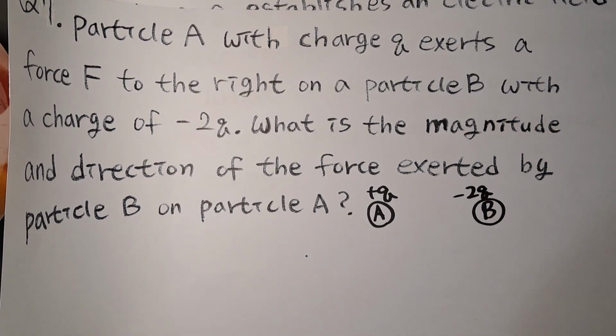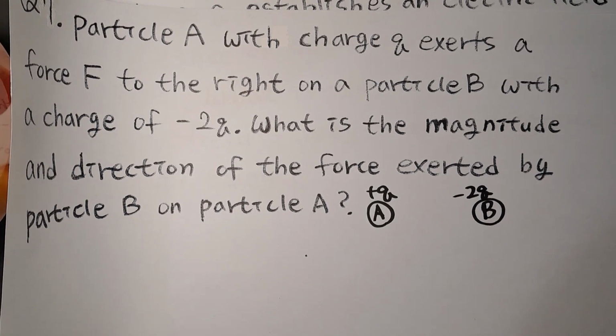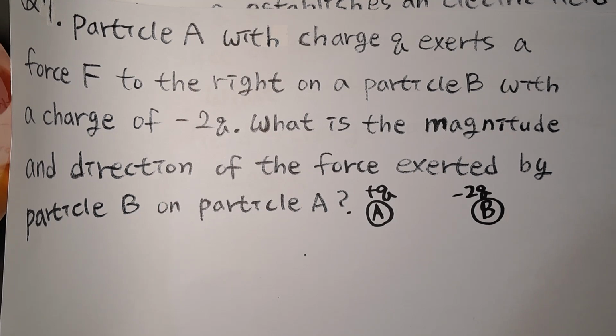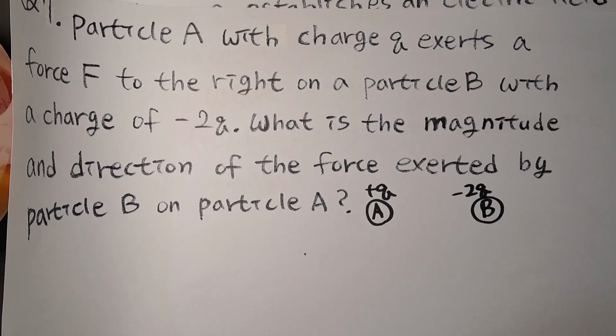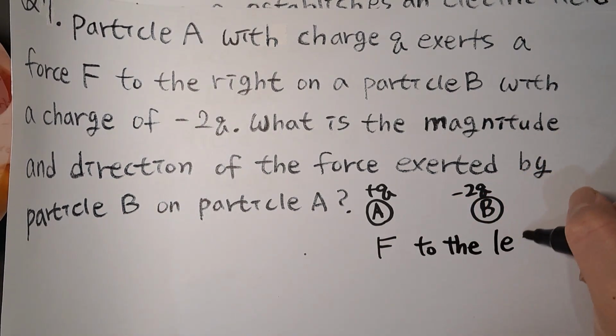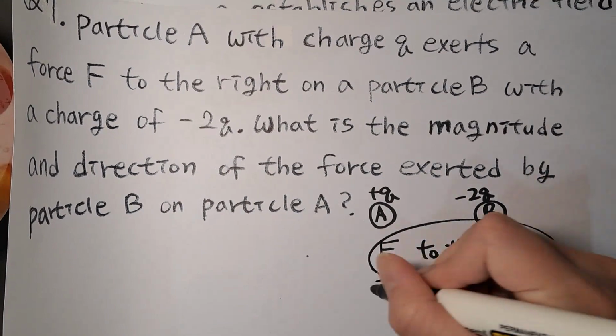So according to Coulomb's law, the forces exerted by each particle on the other are the same. Because the particles have opposite charges, an attractive force is established between them. Therefore, the magnitude of the force is the same, but the direction is opposite. So the force is gonna be to the left. Force to the left is gonna be the answer.